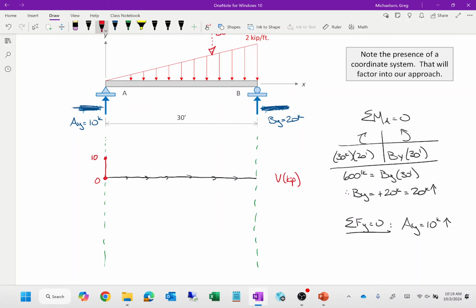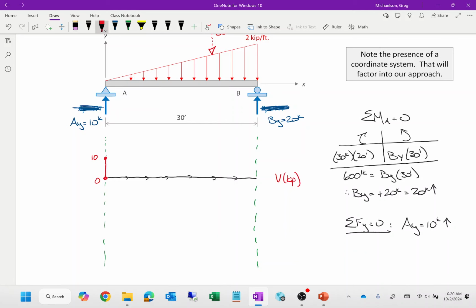Now, how much total load is on the beam between here and here? 30 kips. 30 kips. Okay. So let's just sort of ignore what's going on here, at least for now, and say that if I'm at 10 and I go down 30, what am I going to be at? Negative 20. -20, and then this is going to bring me back up to 0, right?